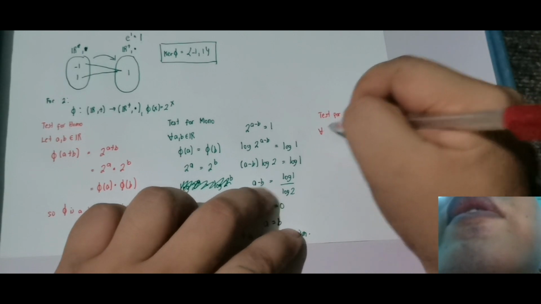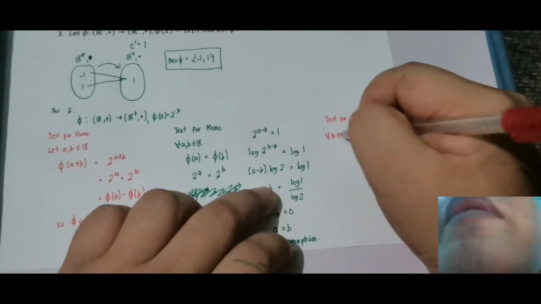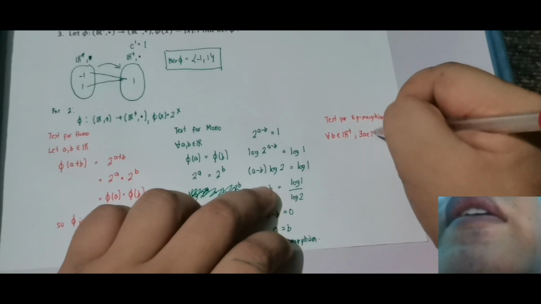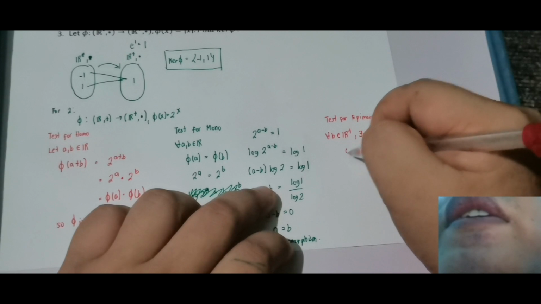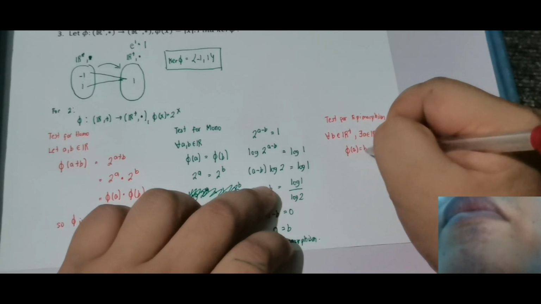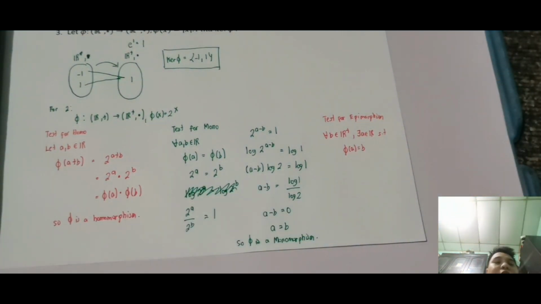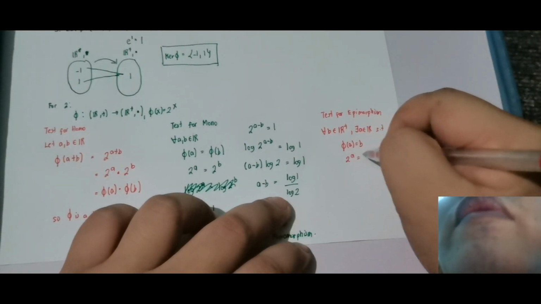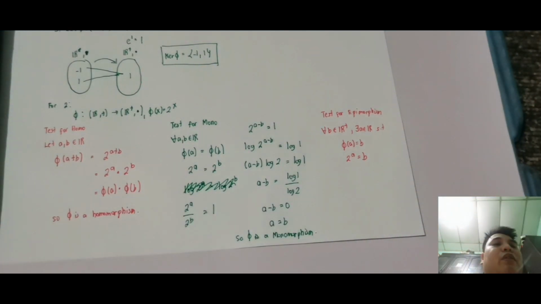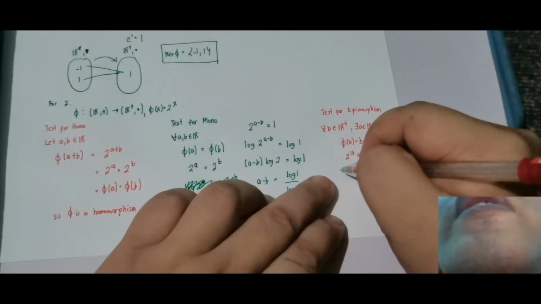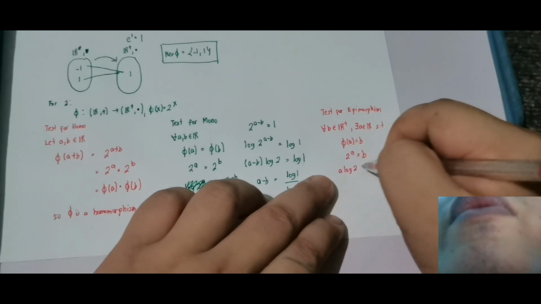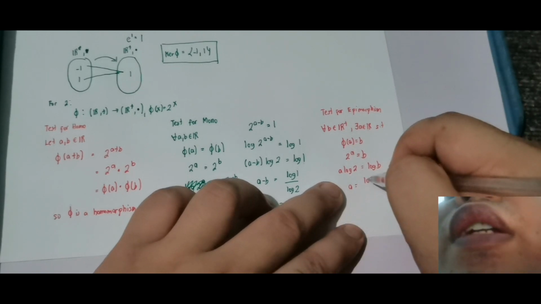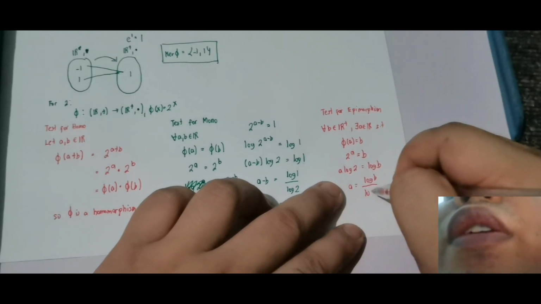So, for all B element ng R raised to plus, there exists A element ng R such that P of A is equal to B. Okay, so note na ano yung P of A. P of A is just equal sa 2 raised to A is equal to B. So, pag in-apply natin yung logarithm, so, apply logarithm. So, this is just A logarithm of 2 is equal to logarithm of B. So, note that A is just equal sa logarithm of B over logarithm of 2.